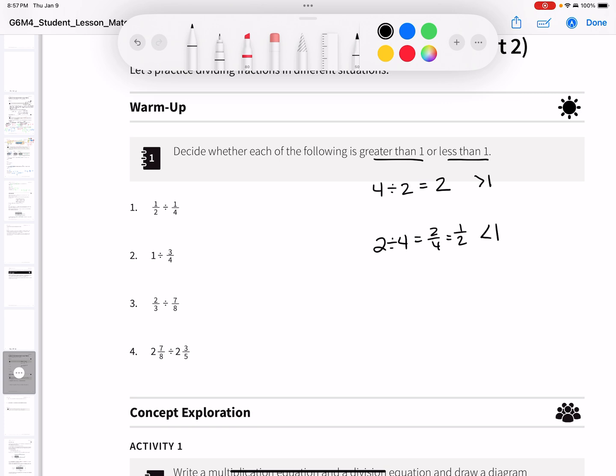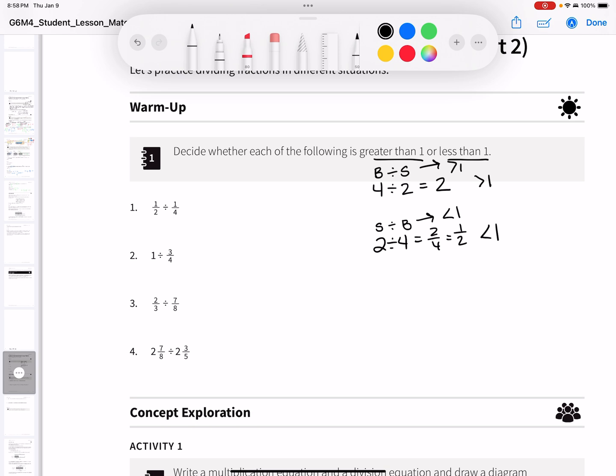Less than 1. So what we can see is that if the bigger number is first, if we do the bigger number divided by the smaller number, then the answer is going to be greater than 1. If we have a smaller number divided by a bigger number, the answer is going to be less than 1. Okay, so that's going to help us in our warm-up here.